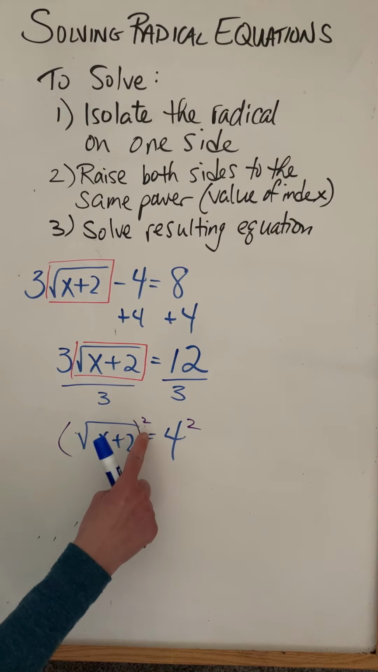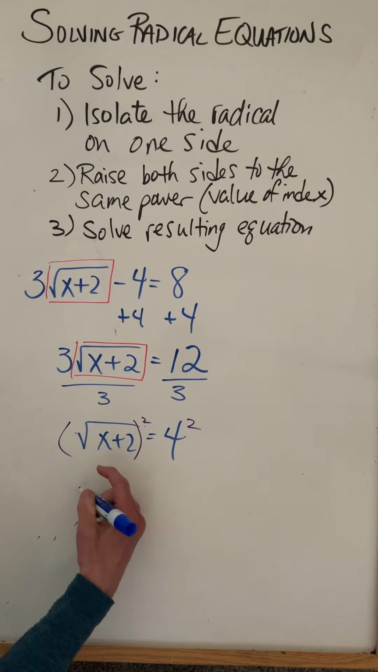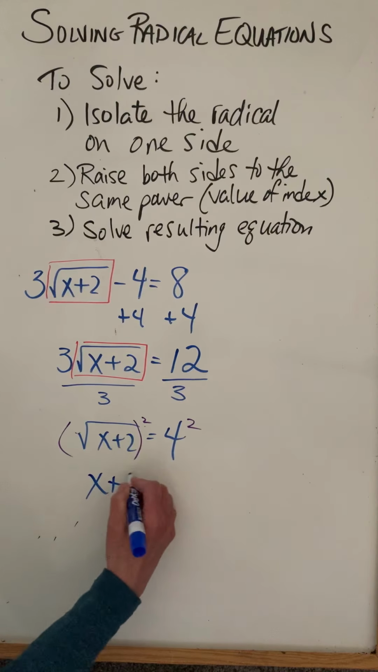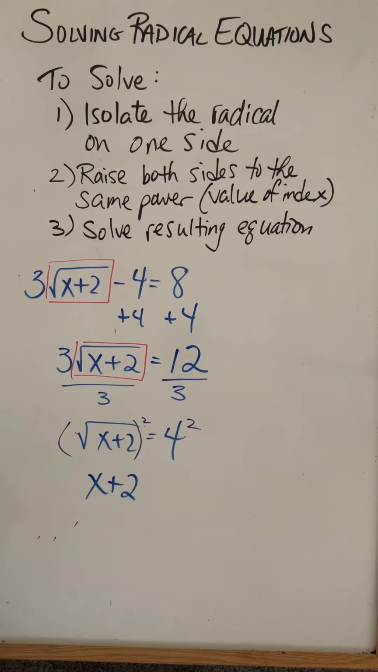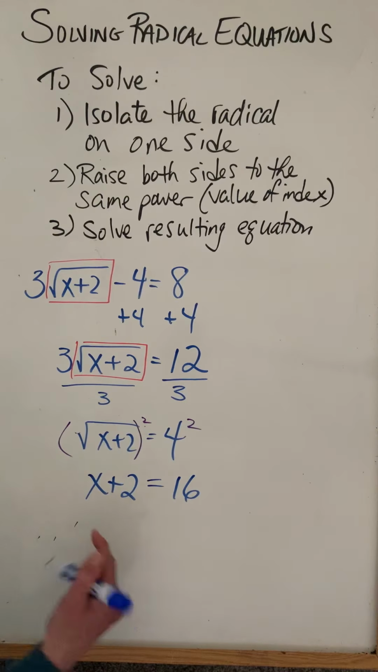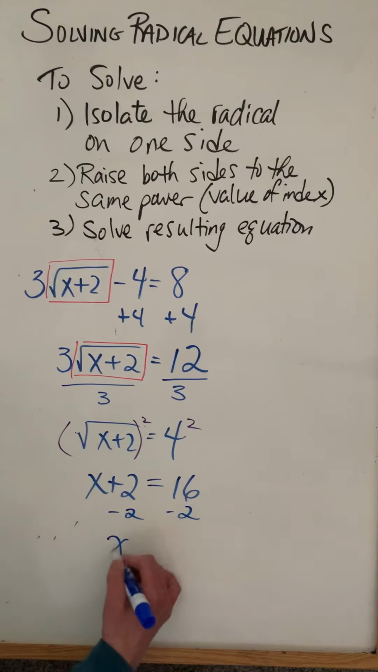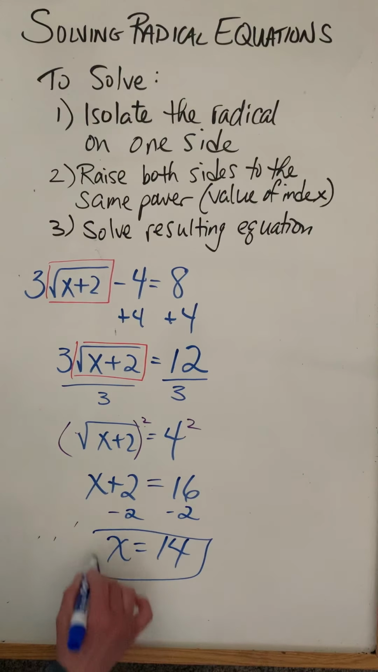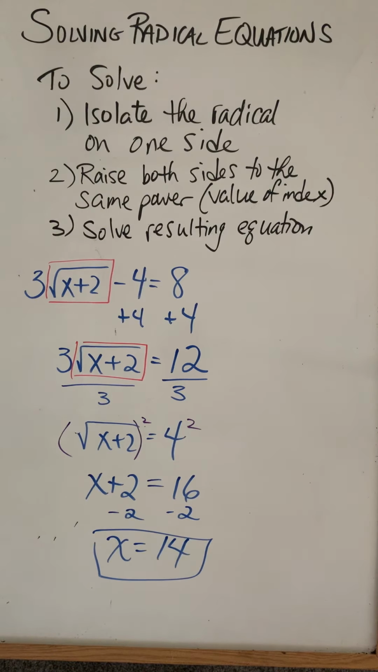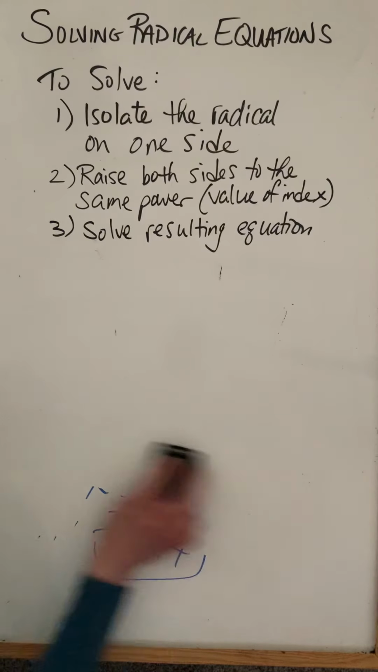If we raise a square root to the second power, the radical and the square cancel each other out and just leave us with x plus 2. And then 4 squared is 16. Now we just have to do step 3, solve that resulting equation. To get x by itself, simply subtract 2, and x then is 14. If you want to check your answer, we can plug that value of 14 in for x into our original equation to make sure it is a true statement. All right, let's try another one.